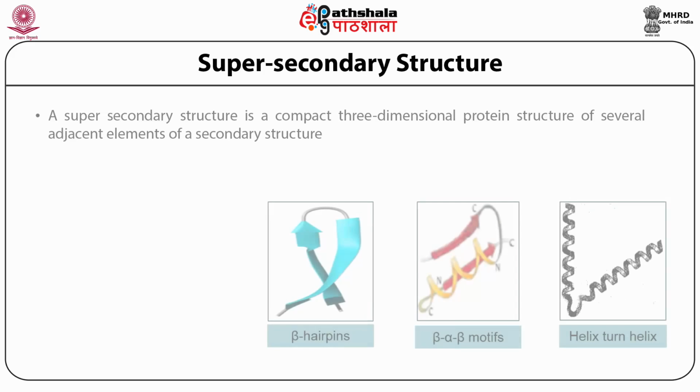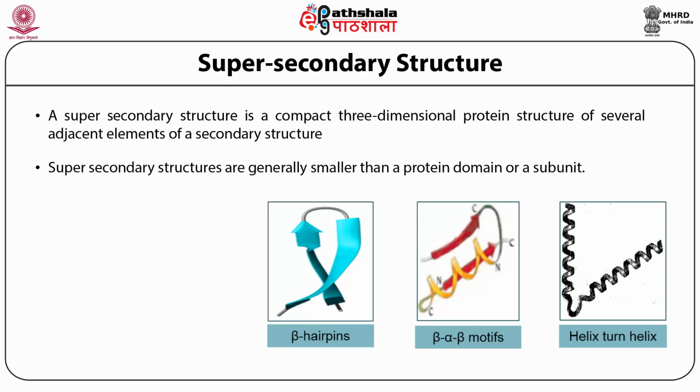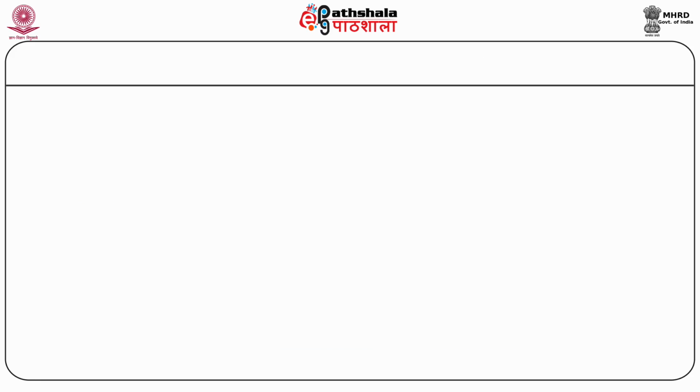These proteins can also have super secondary structure, which is a compact three-dimensional protein structure of several adjacent elements of a secondary structure. These are generally smaller than the protein domain or a subunit that is called the tertiary structure. The examples include beta hairpins, alpha helix hairpins, beta alpha beta motifs, or helix turn helix.